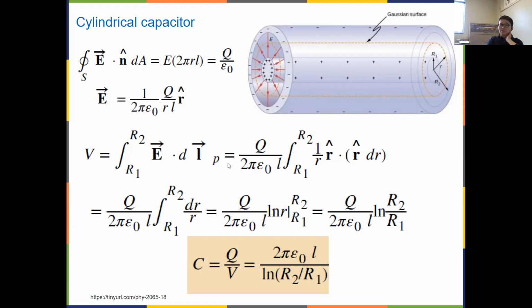Then you get this as the electric field. Again, calculating the voltage between the two metal pieces, you integrate 1 over r, so that gives you a natural logarithm. At the end you get the voltage, and Q over voltage will be your capacitance. You can pause here and check through the algebra, or the calculation, on that.